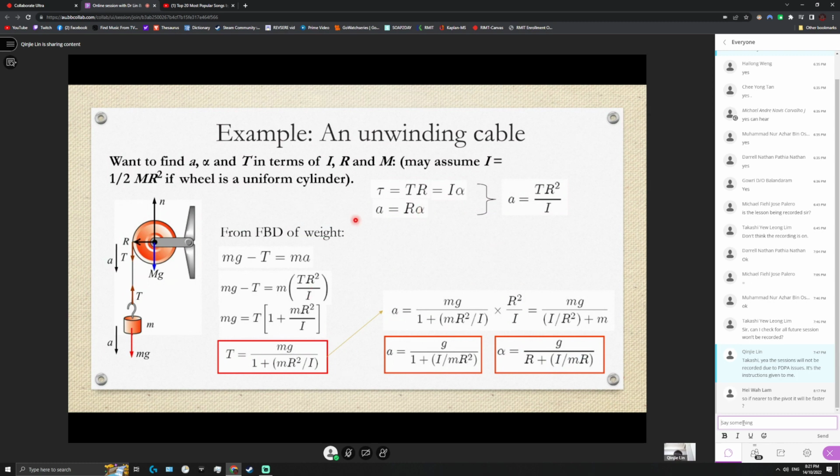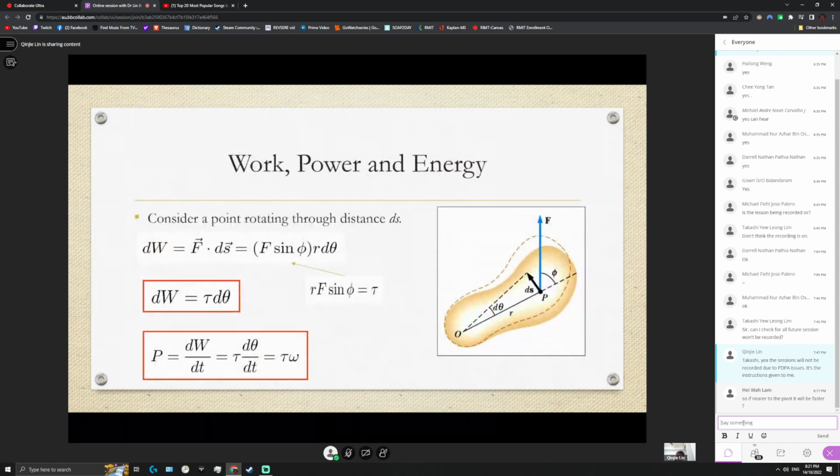So this is just to roughly show you. If systems are connected, you can make use of different info, combine them together, and then solve for what you need to find. Okay, so that's our topic.